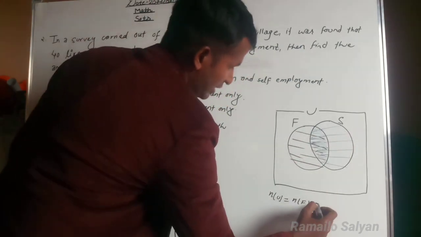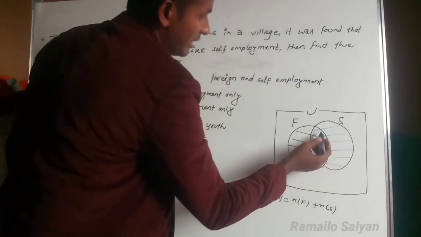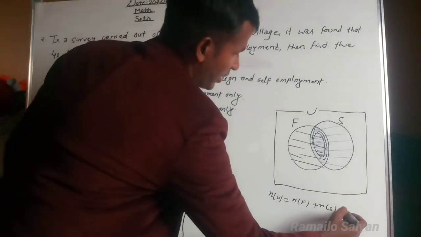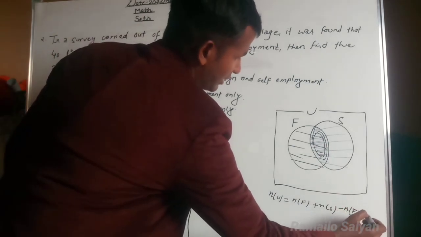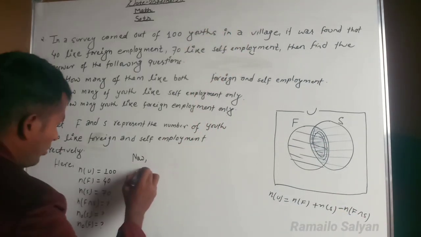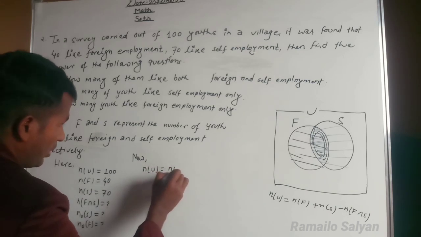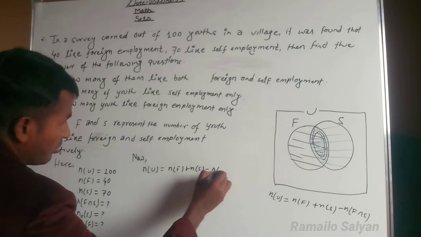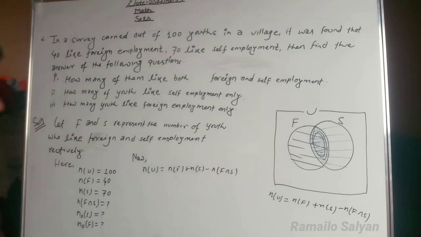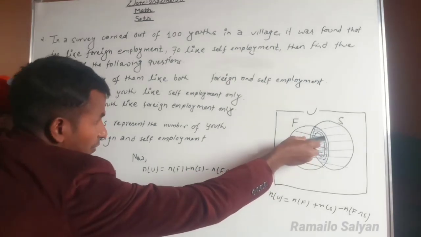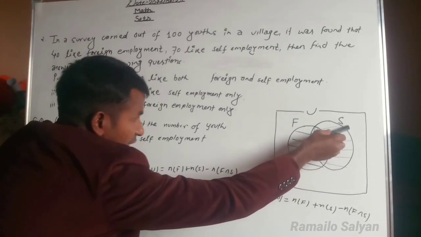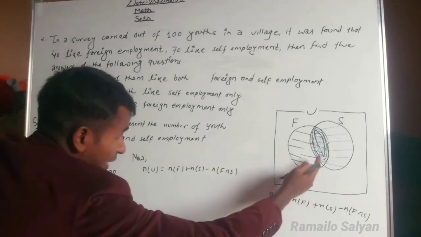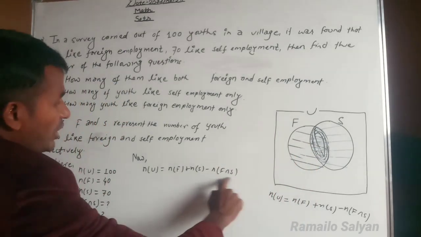then the number of S, and this intersection region is repeated 2 times, which means we have to subtract this one region at once. Now the number of U equals the number of F plus the number of S minus the number of F intersection S. At first, the number of F means this region, the number of S is this region, and the intersection is repeated 2 times. That means we have to subtract this intersection region at once.